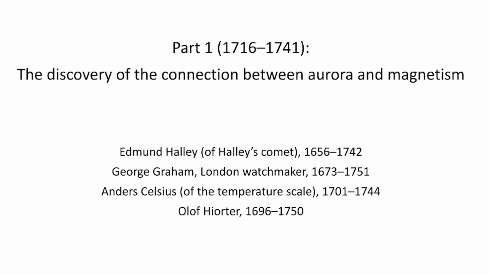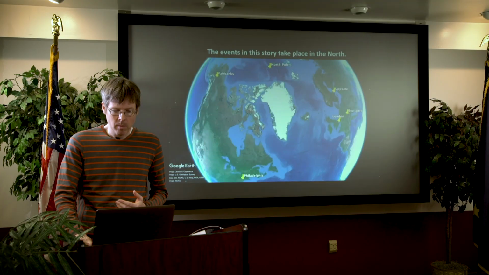Part 1, 1716 to 1741, I'll be looking at the discovery of the connection between aurora and magnetism. Our characters here are Edmund Halley of Halley's Comet, George Graham, a London watchmaker, Anders Celsius of the temperature scale, and a scientist from Sweden named Olof Hjorter.